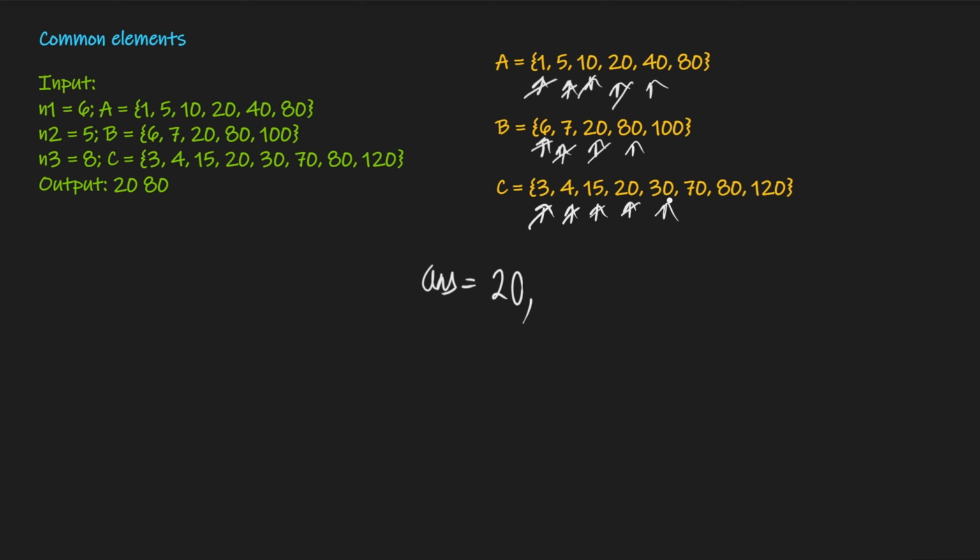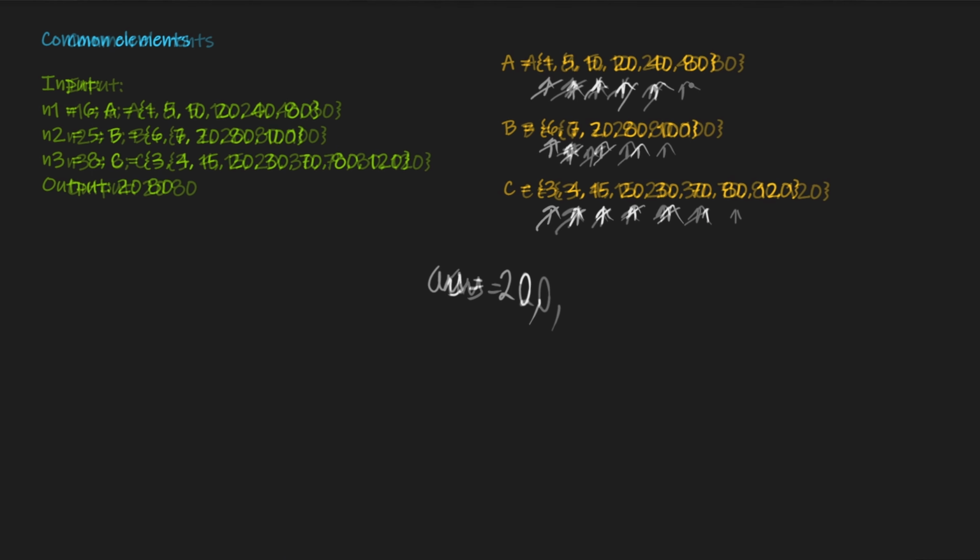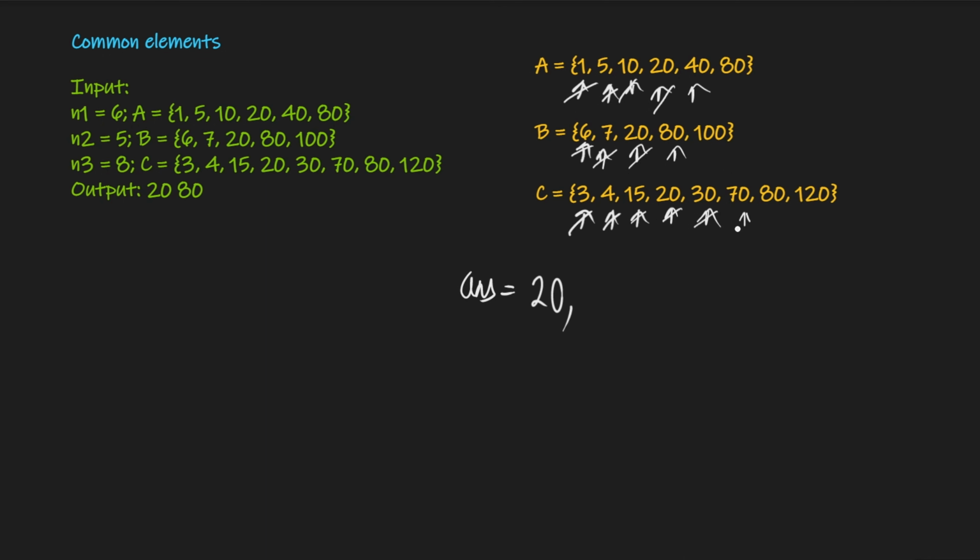Now we see none of them are equal. Increasing the lowest one, none of them are equal. So we will be increasing again. None of them are equal. We will increase again. Now all of those are equal. So our array will contain 80.